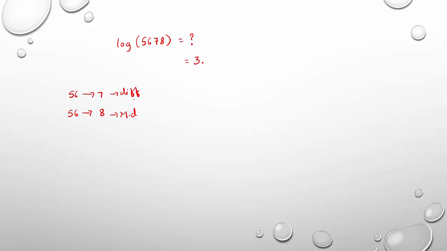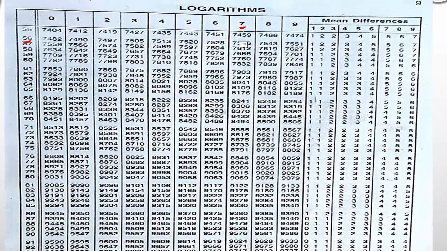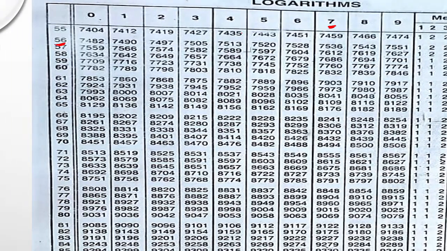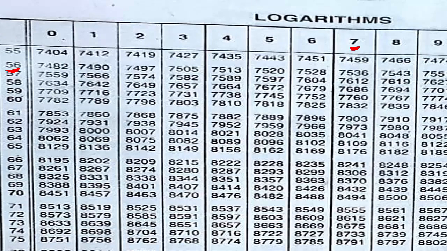Now again we can go to the log table. So the value is 56 at 7. 56 is here. Can you see this number? 56 we have to observe at difference 7. Now you can observe clearly. 56 is here. We can go directly along the horizontal line and 7 is here. So we can get the answer 7536.